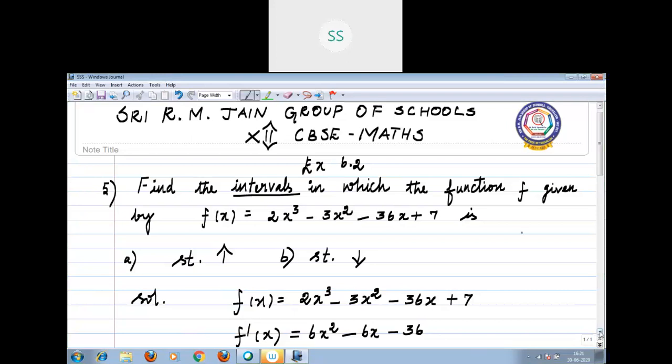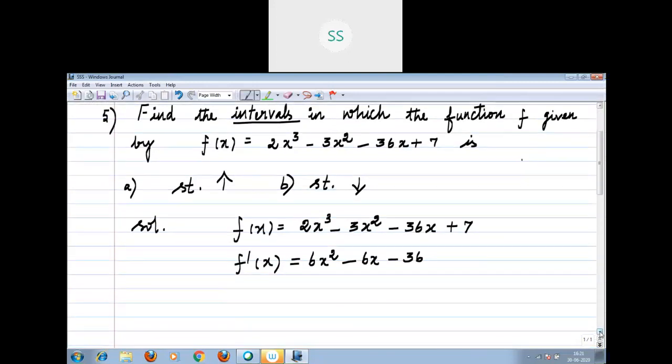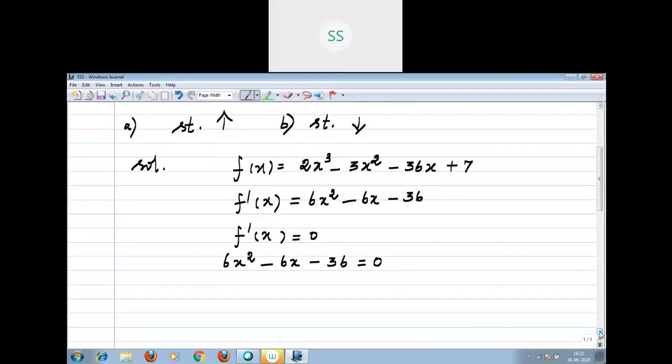Right? See here. Next, interval means what you want to do, I told you. The derivative should be equal to 0. That is f dash of x equal to 0. Then what can you get? 6x square minus 6x minus 36 equal to 0. One thing you have to listen, everything is a multiple of 6. You can divide by 6 throughout the equation.